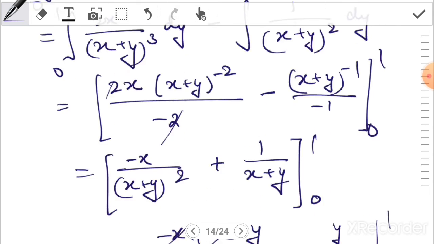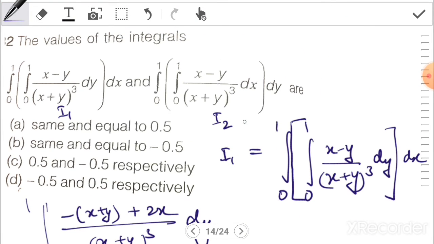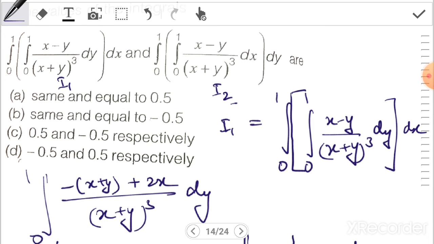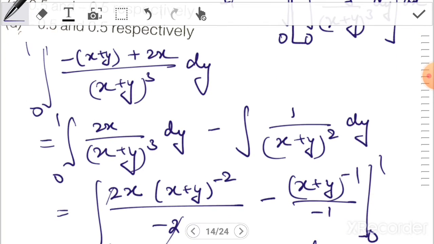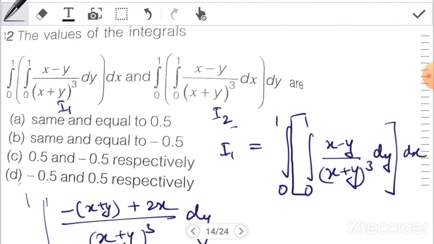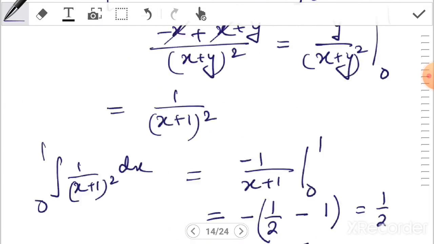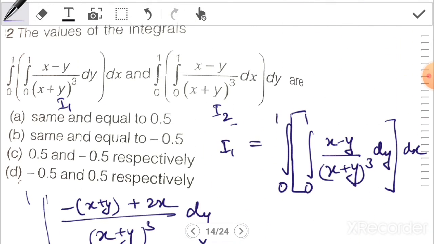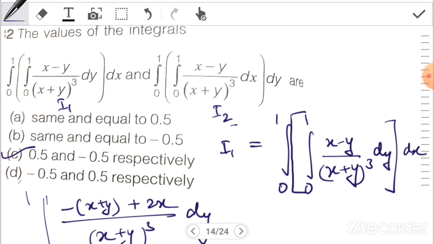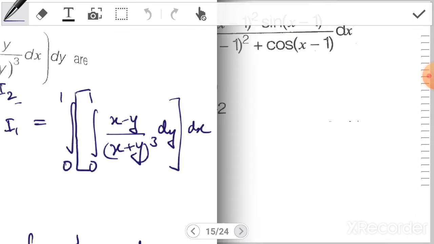Similarly, while evaluating I2, integrate inner integral first and then outer integral. Okay, so you will get the answer as minus 0.5. Try this at home, try this on your own. Okay, so this will be the right answer, 0.5 and minus 0.5 respectively. Okay, so let us go to the next problem.